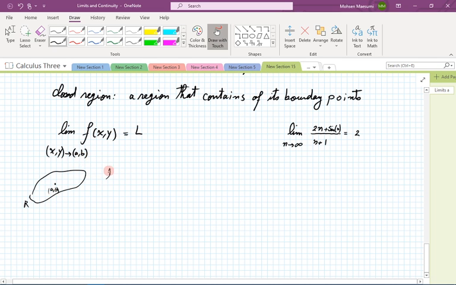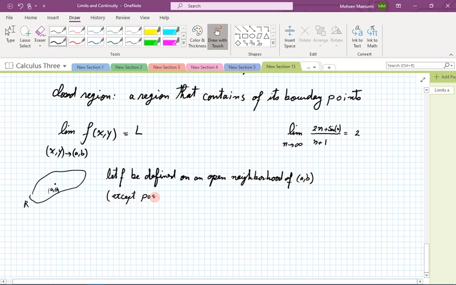So we say let f first of all be defined on an open neighborhood of (a, b), except possibly at (a, b) itself. So we don't insist that right at (a, b) we have to have a definition.